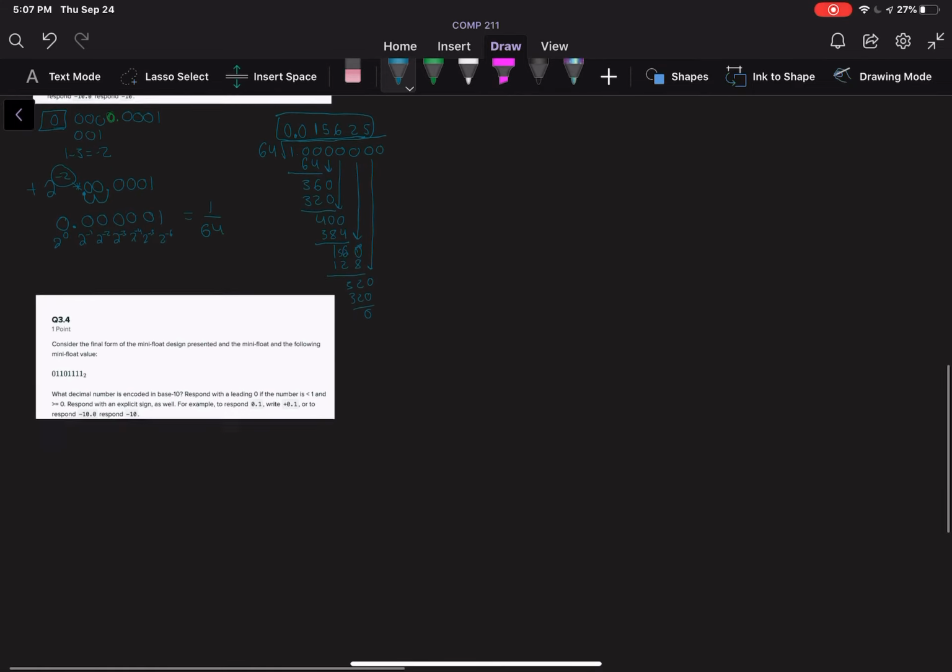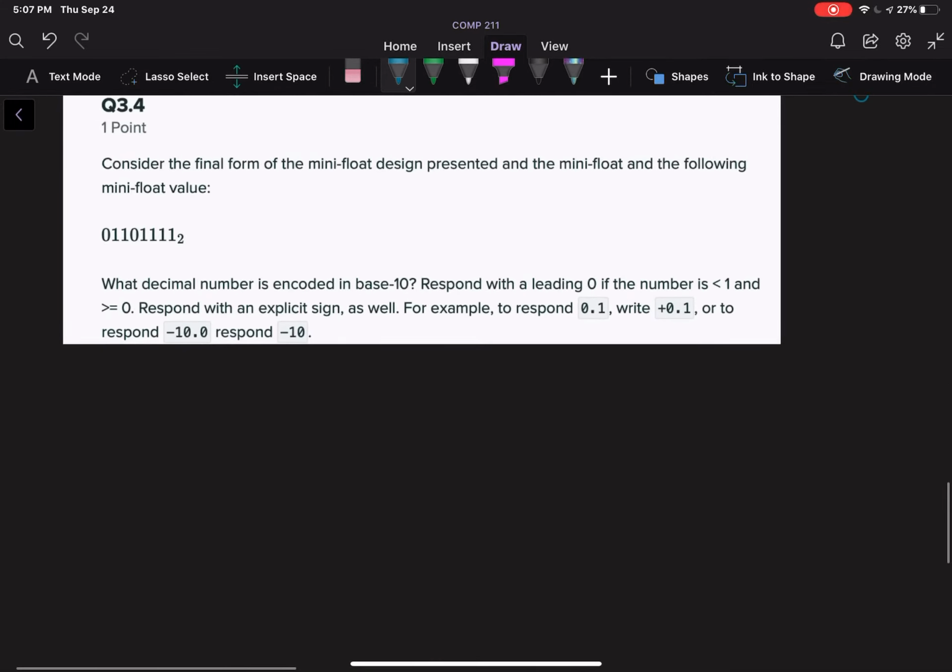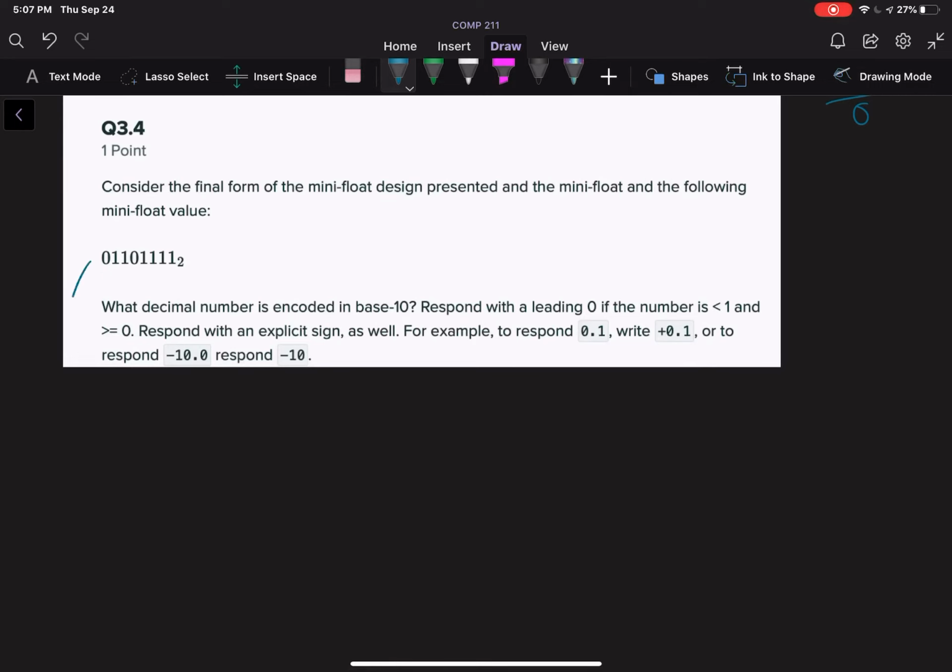Okay, so then let's move on to the last one. And we'll do the same thing. Let's go ahead and break it into its 3 parts. We have a 0 for the sign, 1, 1, 0 for the exponent, and then all 1s for the significand. So this is not a denormalized case or any of the exception cases, so we can treat this one totally normally. So let's go ahead and compute the value of the exponent.